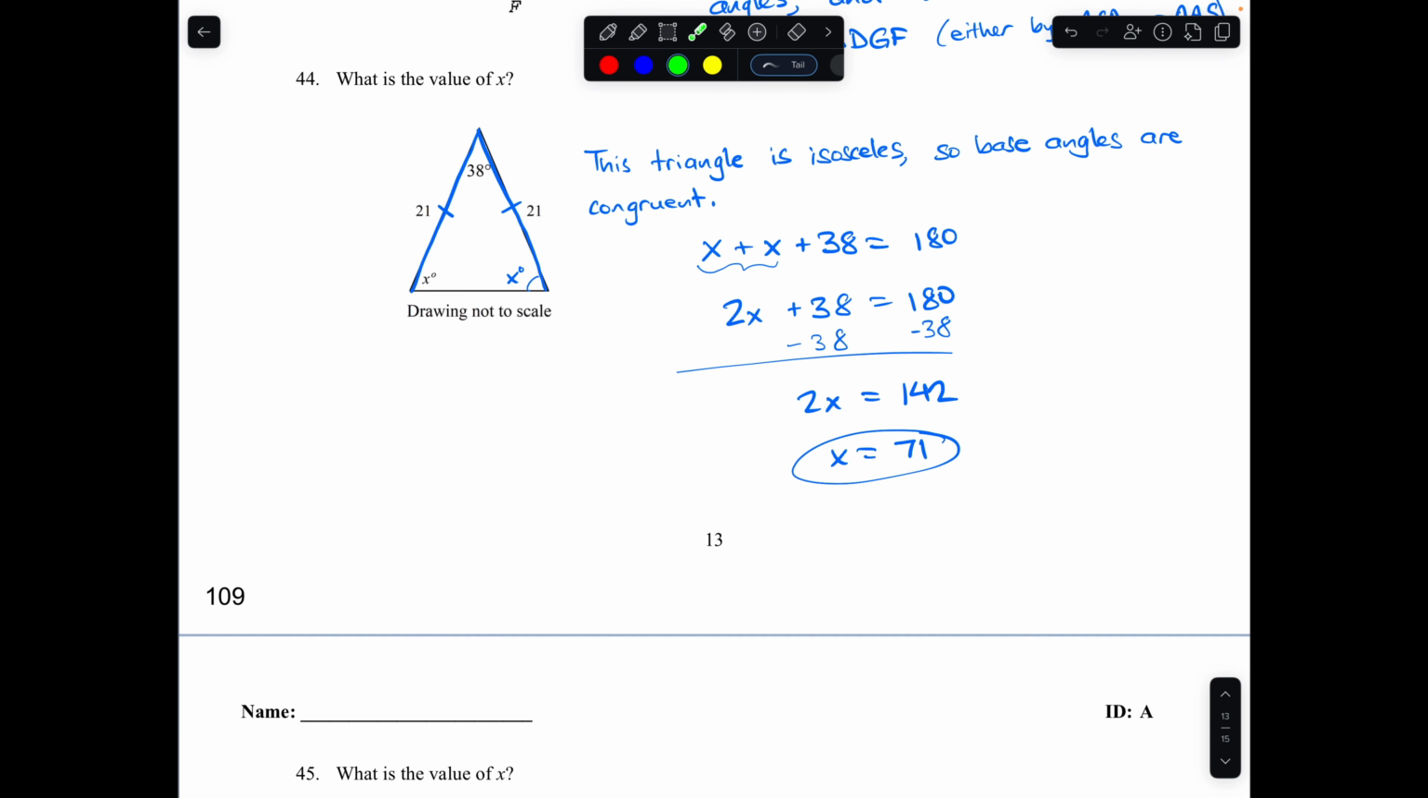44. The triangle is isosceles, so we know not only that the two sides are 21, the two sides have to be the same length, but the base angles have to be congruent. So if this angle has a degree of x, then so does the other base angle. So we have x plus x plus 38 adds up to 180, because the three angles in a triangle have a sum of 180. Combine your like terms and then solve for x. We should get that x is 71.